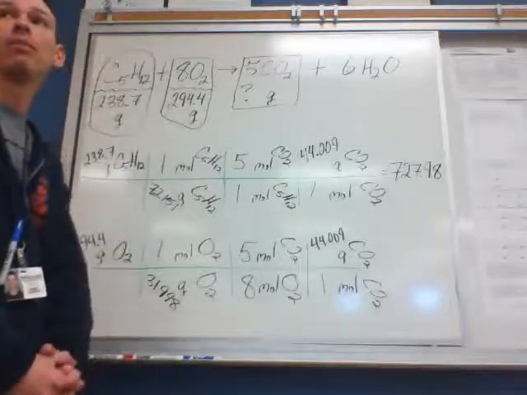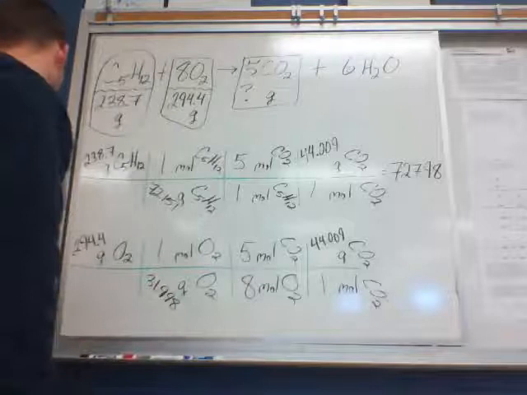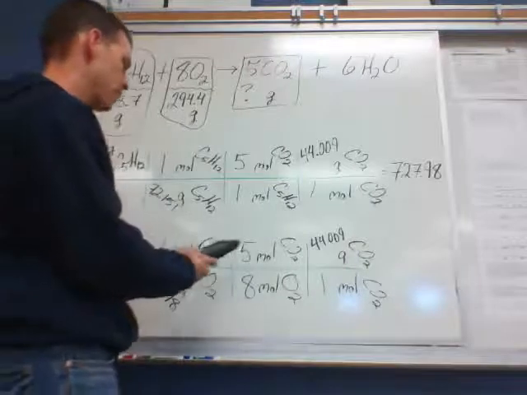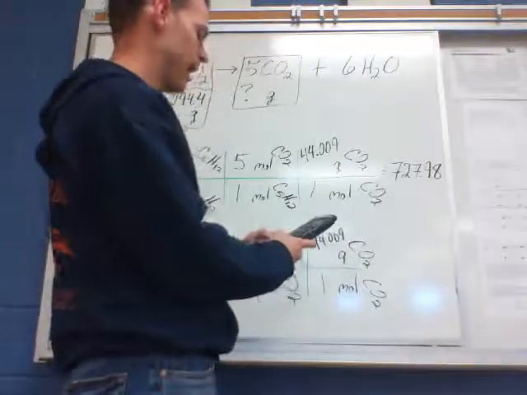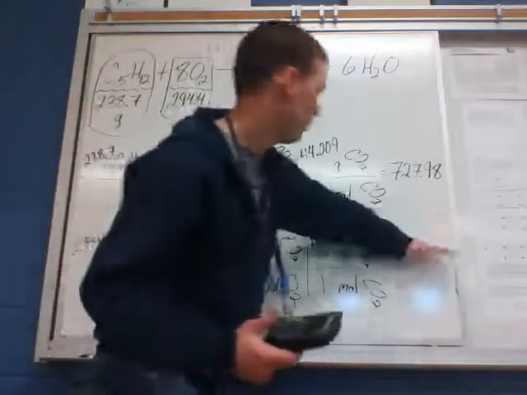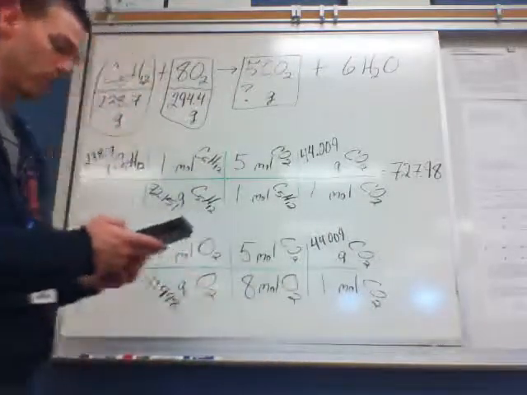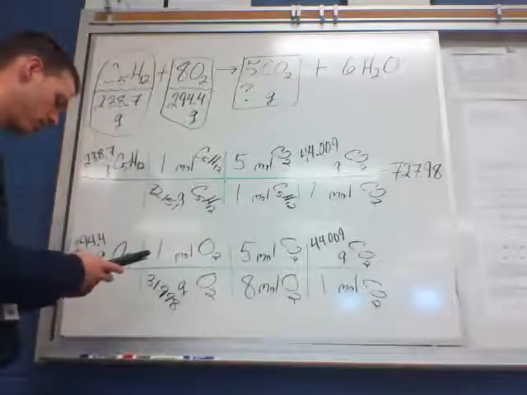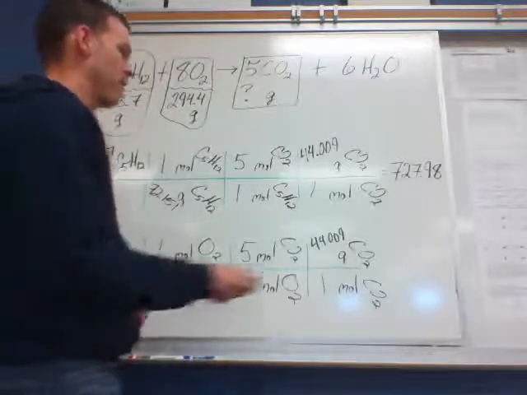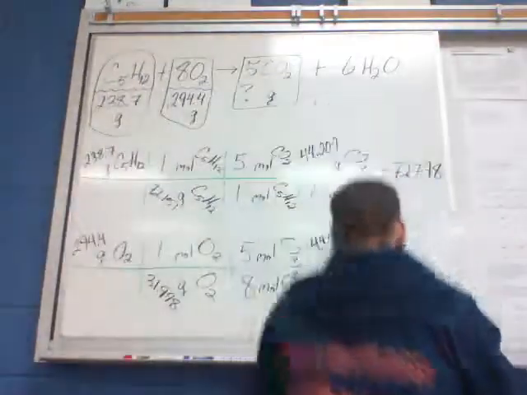Any questions on my work? Multiply across the top. 294.4 times 1 times 5 times 44.009, again, a very large number. 64,000 and change up top. But we want to divide that by 31.998 times 8 times 1. So do it properly. And when I divide the top by the bottom, I get 253.07.